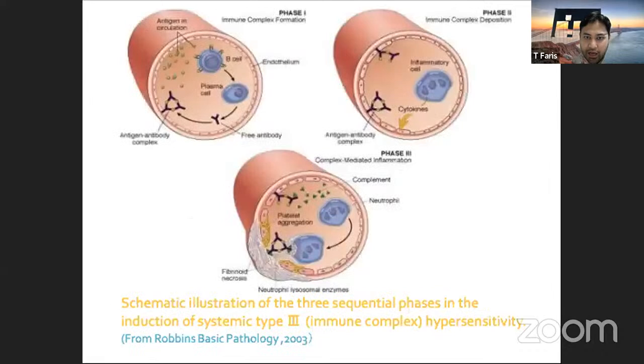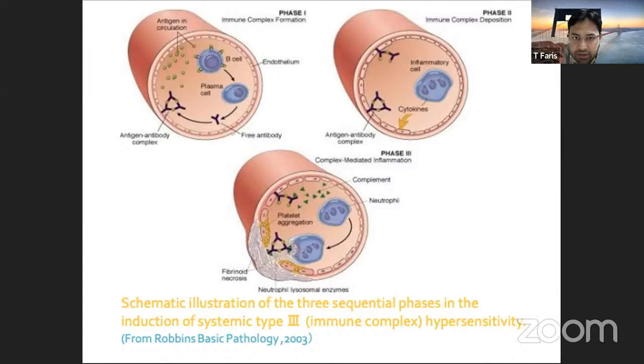And this is how the systemic type 3 is happening, involving the immune complex hypersensitivity. You look at phase 1, where the immune complex forms from the B cells binding to the antigen, and after they get triggered, the plasma cells will produce the antibody, and then this antibody will combine with the antigen again to make an antigen-antibody complex. Once they have this complex, they will start to deposit it into the target cells. And after that, they will mediate an inflammation or autoimmune responses.